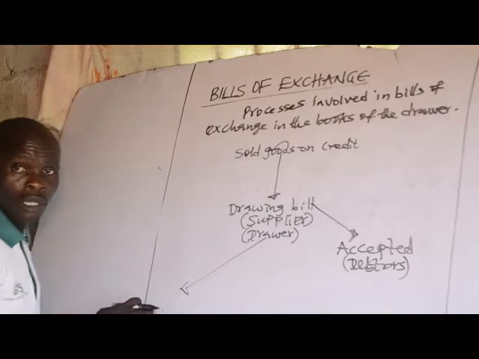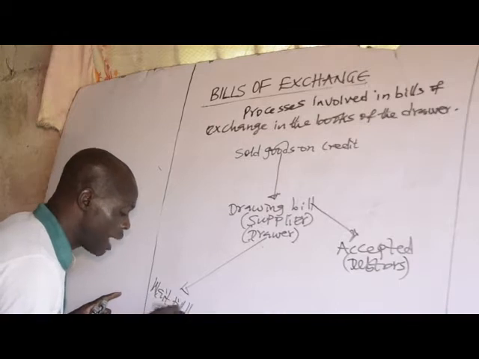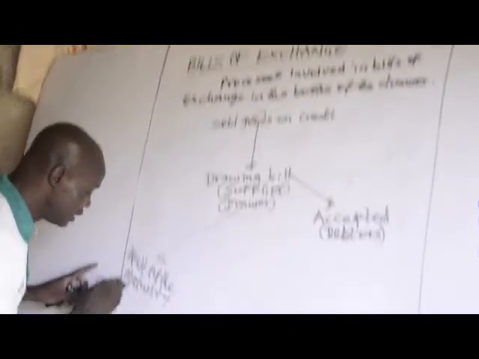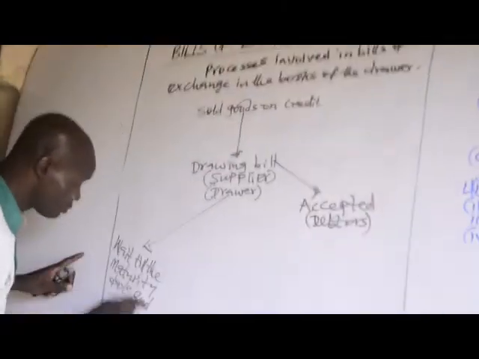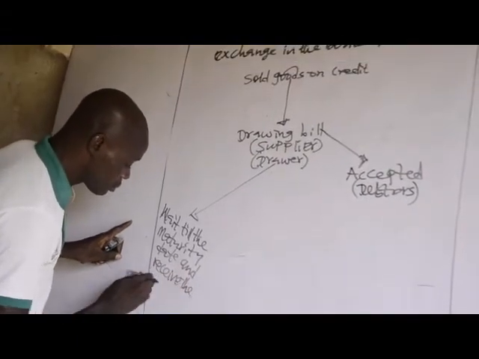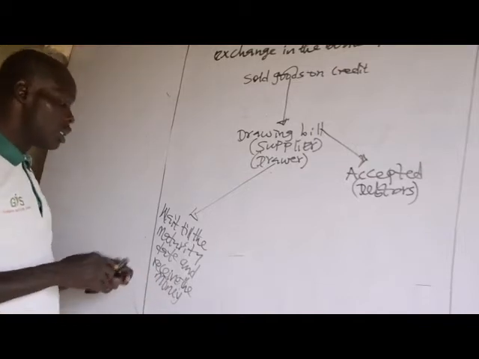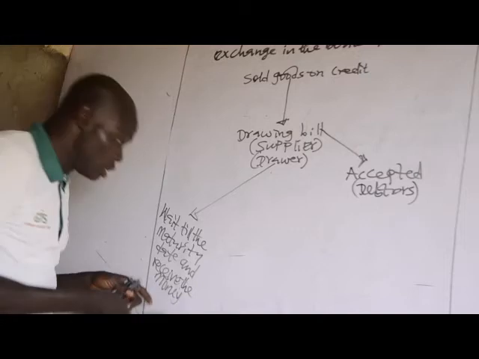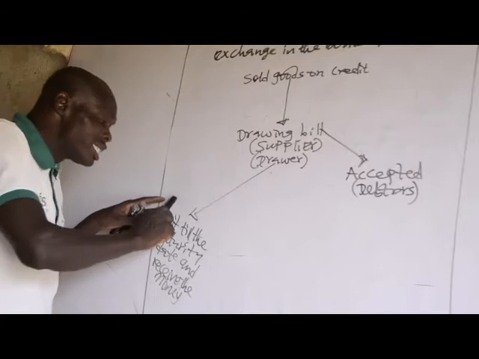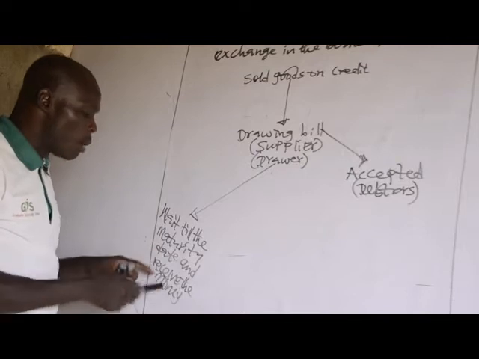Number one option is to wait till the maturity date and receive the money. At the maturity date, the debtors will be expected to pay. So the drawer, that is the seller, may decide to wait till the maturity date of the bills when the debtor will actually pay the sum owed.